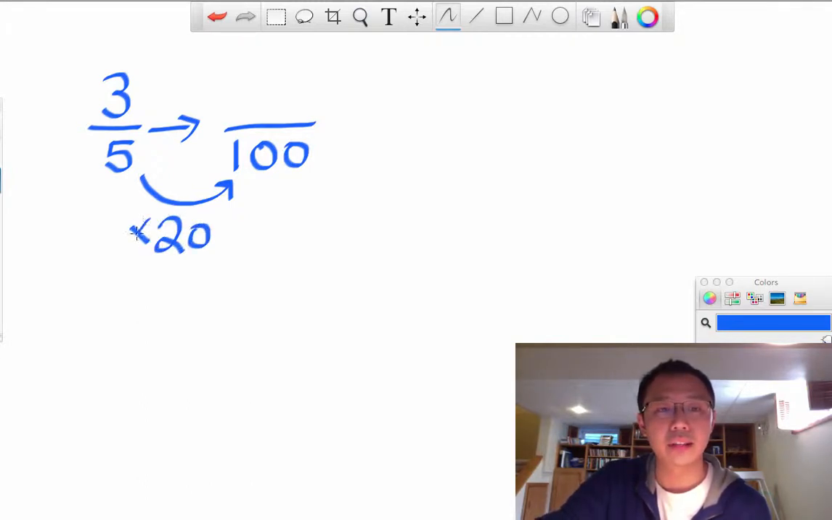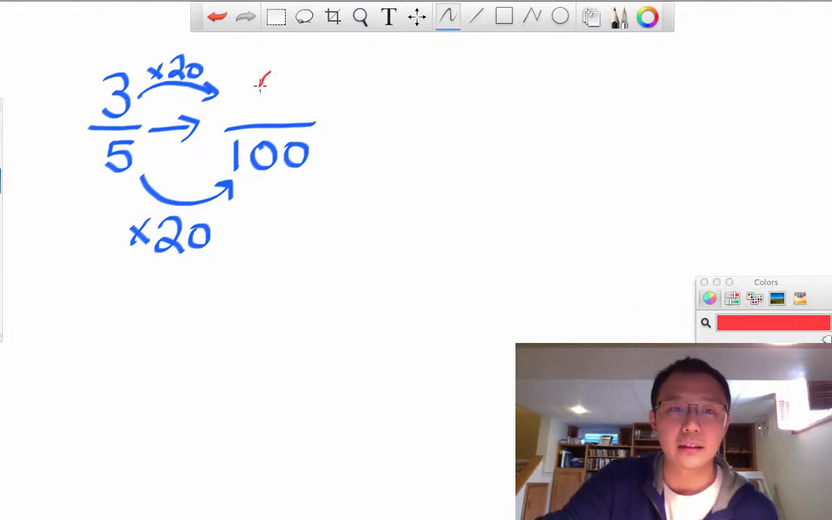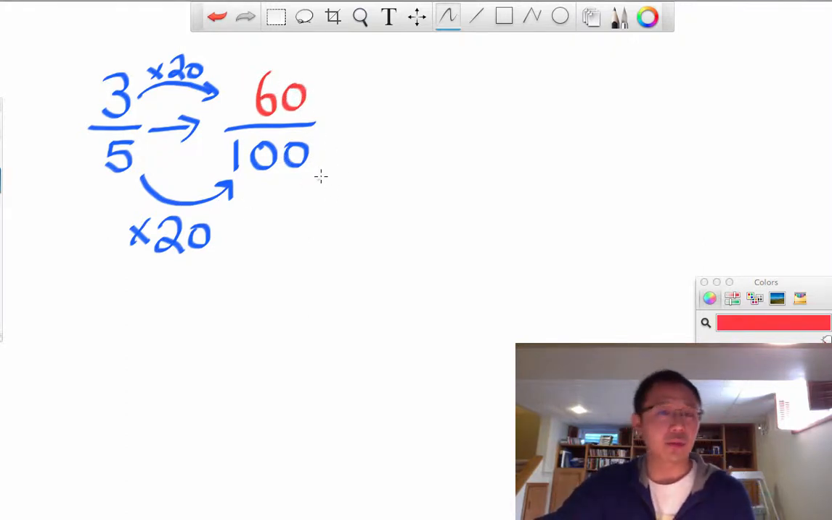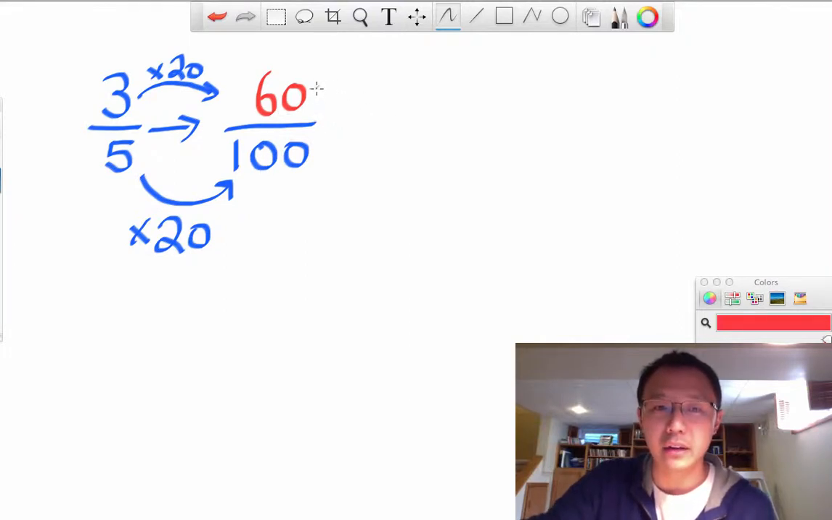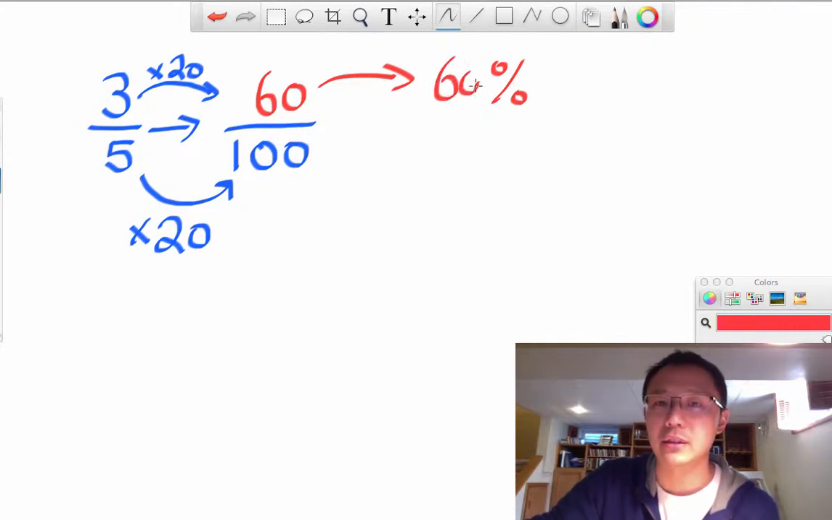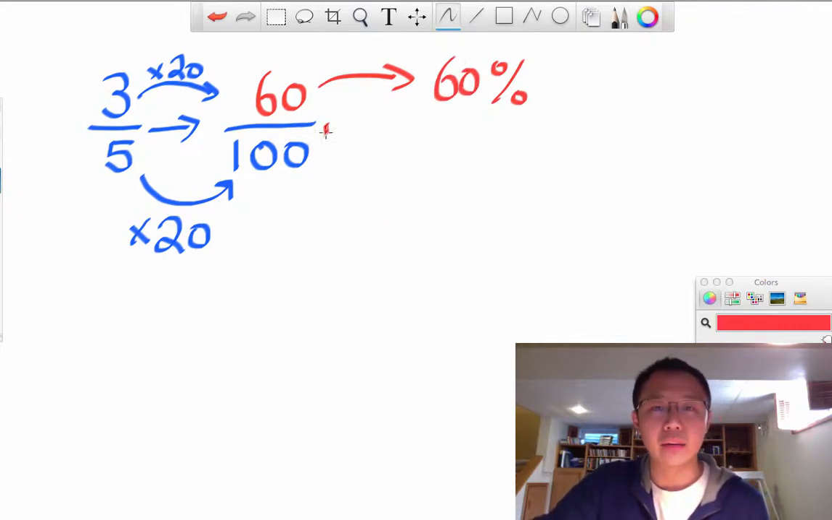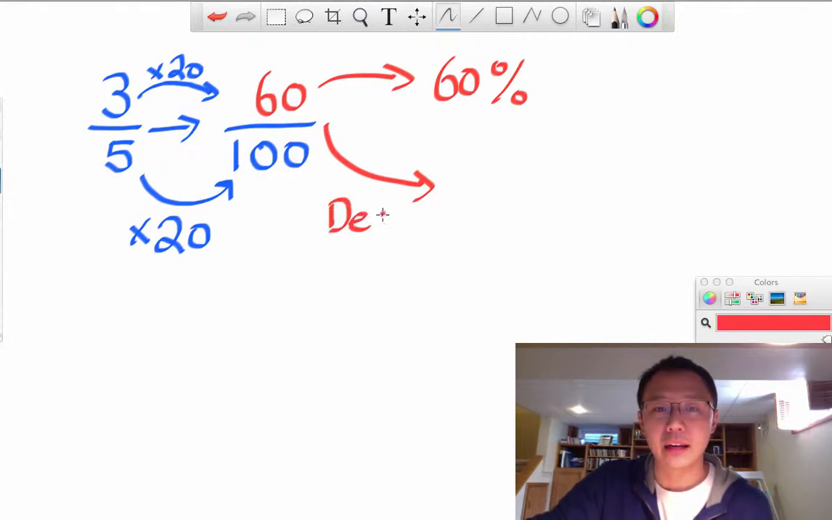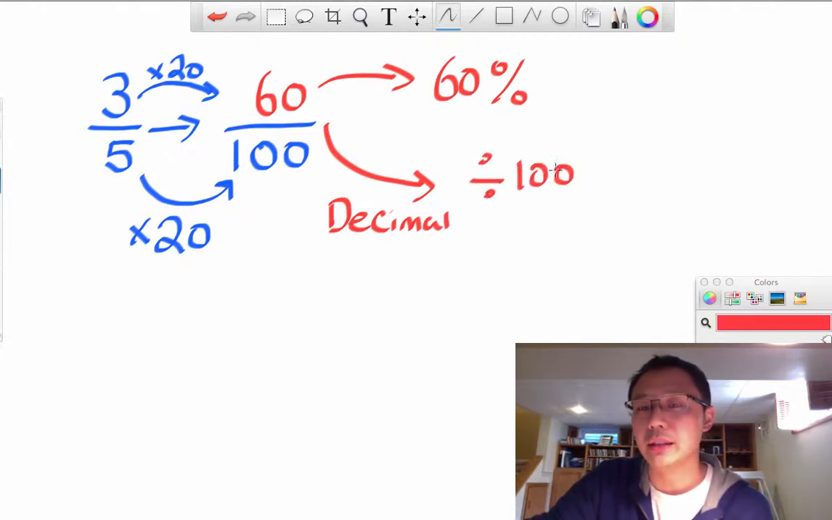That means 5 times 20 will give you 100. So what you do to the bottom, do that to the top. So multiply the top by 20. Once you multiply that, the answer is 60. From the last question, you should be able to notice that this is out of 100, so this is a percentage because it's out of 100 already. So that's your 60%. Okay? And if you want to change this into a decimal, well, you know that 60 is divided by 100, which means that you're moving the decimal 2 places to the left.